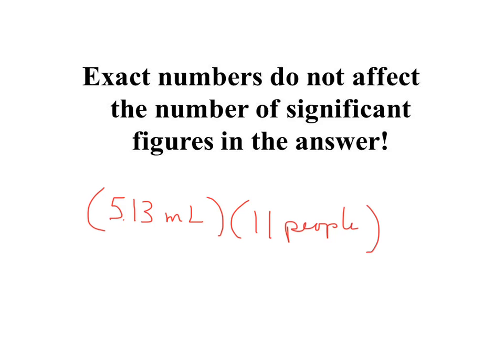When I'm multiplying, my rule is to round according to sig figs, which I will. But you're not going to see me put check marks over my 11 because that's exact. No uncertainty. You're going to see me put check marks over that volume. So how many sig figs do we have in that volume? 3, exactly. We have 3 sig figs.